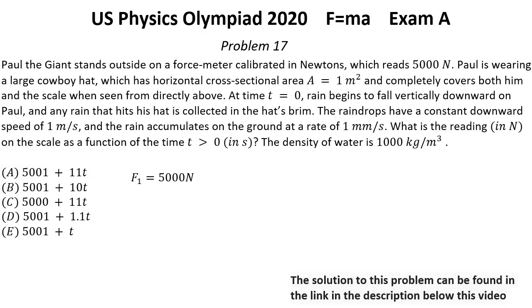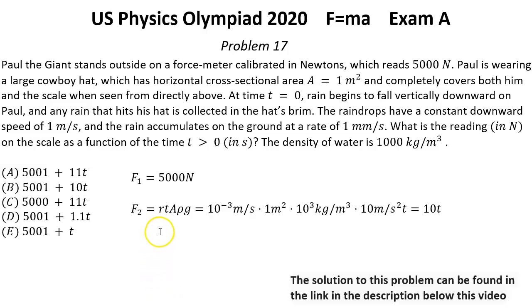Component 2 is equal to the weight of the water collected in the hat. The total volume of water collected is rate R, which is 1 millimeter per second, multiplied by time, multiplied by area of the hat, multiplied by water density, and multiplied by g, which is finally 10 multiplied by t.